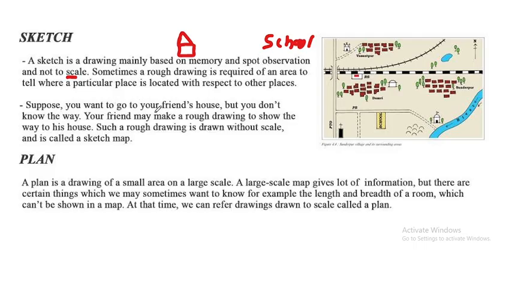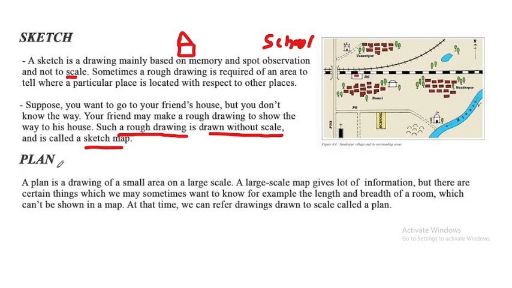Suppose you want to go to your friend's house, but you don't know the way. Your friend may make a rough drawing to show the way to his house. Such a rough drawing without a scale is called a sketch map. So what is a sketch? It's a rough drawing without scale, and it is called a sketch map.